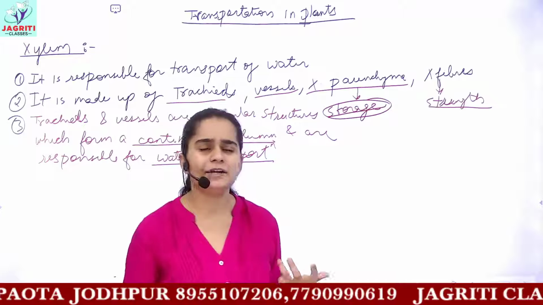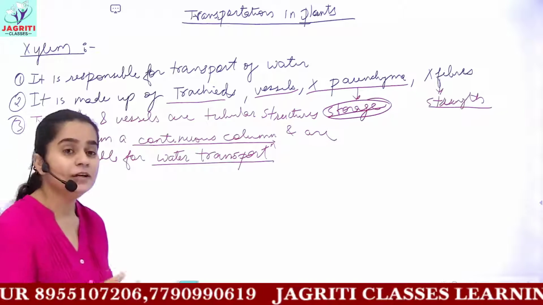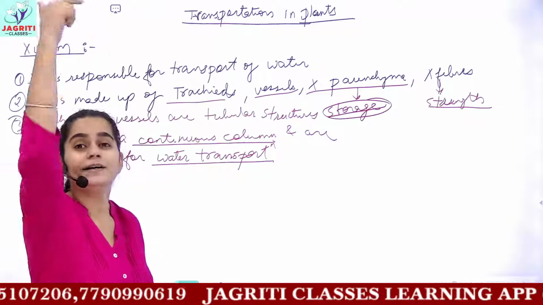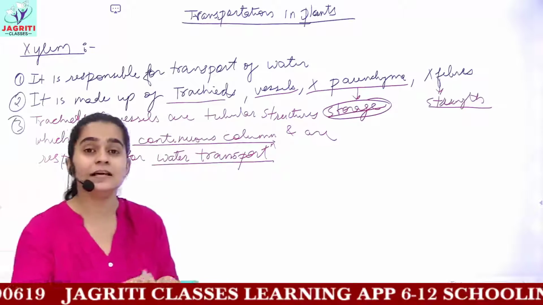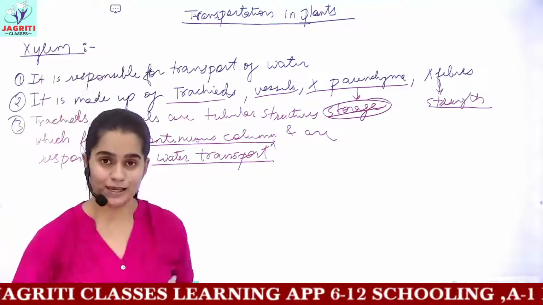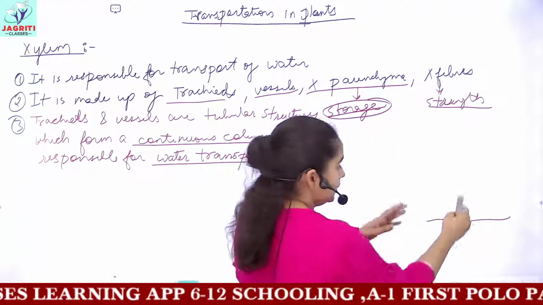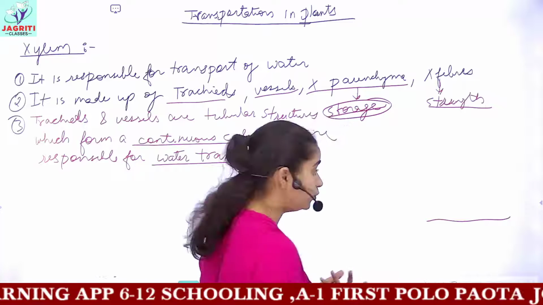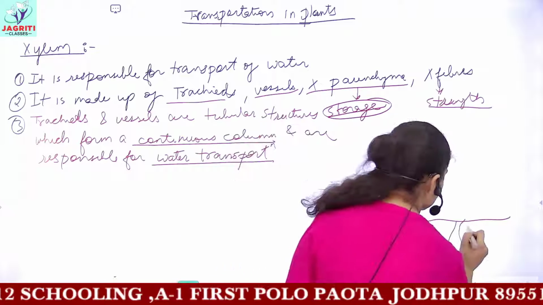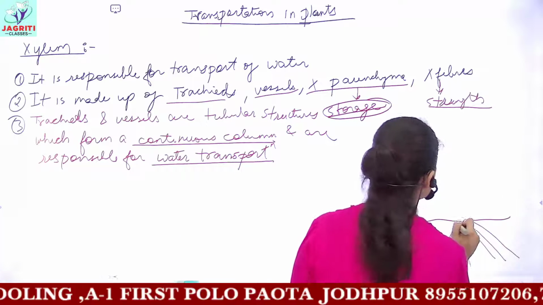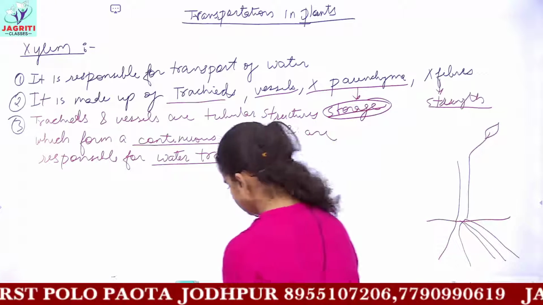Why? What is meant by continuous column? These tracheids and vessels are present starting from the roots to the higher parts of the plant. So they join one above the other. Okay, they are tubular-like structures. Let's suppose you have the plant here. This is the base of the plant that is made up of roots, and see, these would be the roots of the plant. Then you have the stem and the branches or leaves.